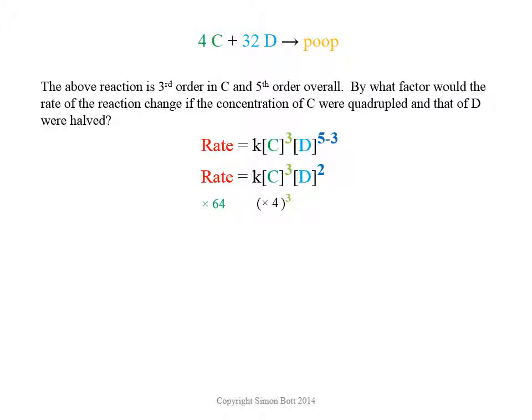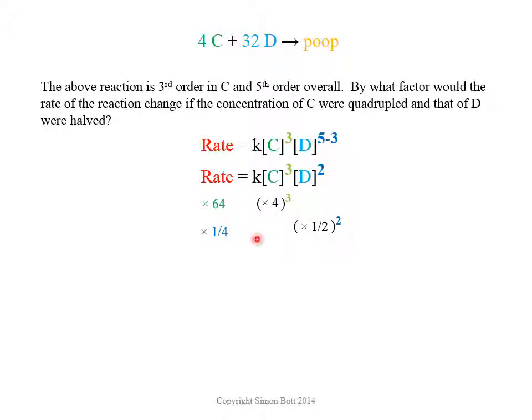Now we also are taking the concentration of D and halving it. Well, how does the rate depend on D? The rate depends on D squared. So the rate is going to change by that half squared, okay, which is a fourth.